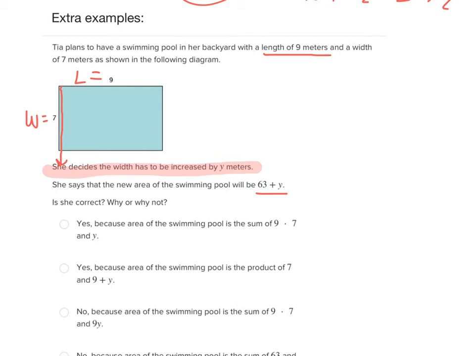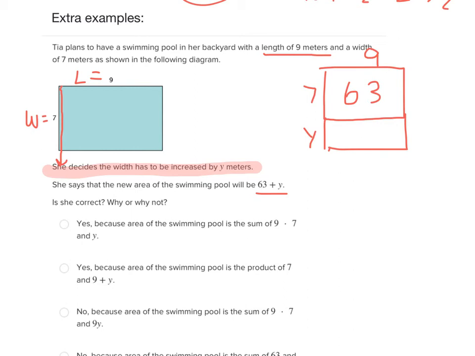Well, let's draw it with the increased area, or with the increased width. So we've got a length of 9 and a width of 7, but she's going to add on y meters. Okay, so the overall area is going to be 9 times 7, which is 63, plus this new area, which has a width of y and a length of 9. 9 times y is 9y. So the overall area is going to be 63 plus 9y. Why? Because that's what it is.